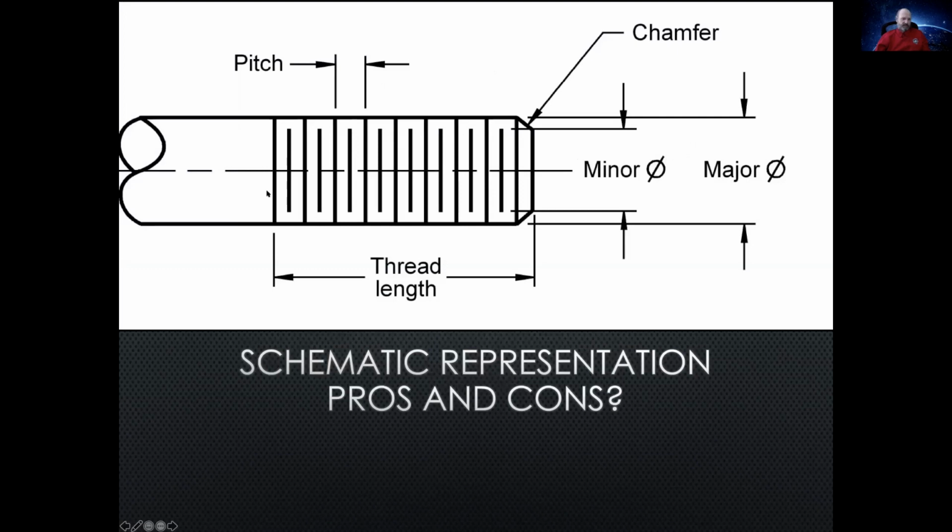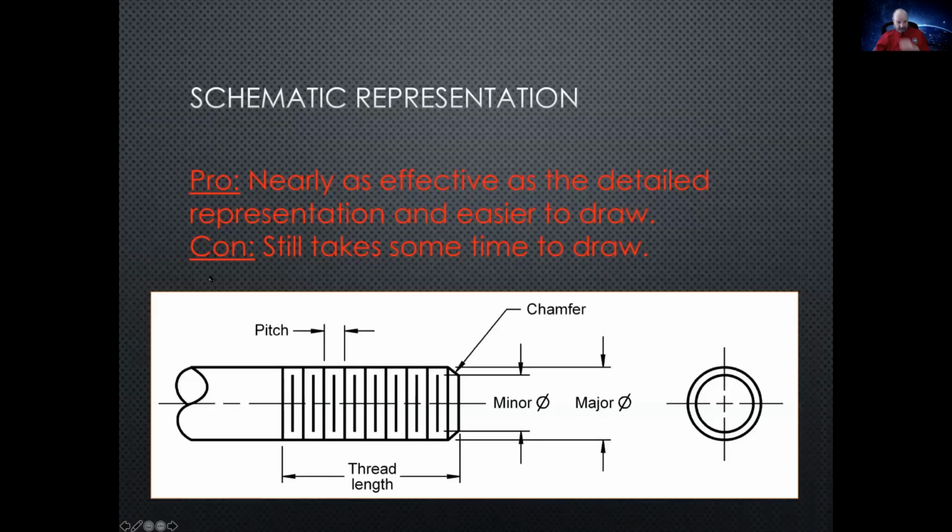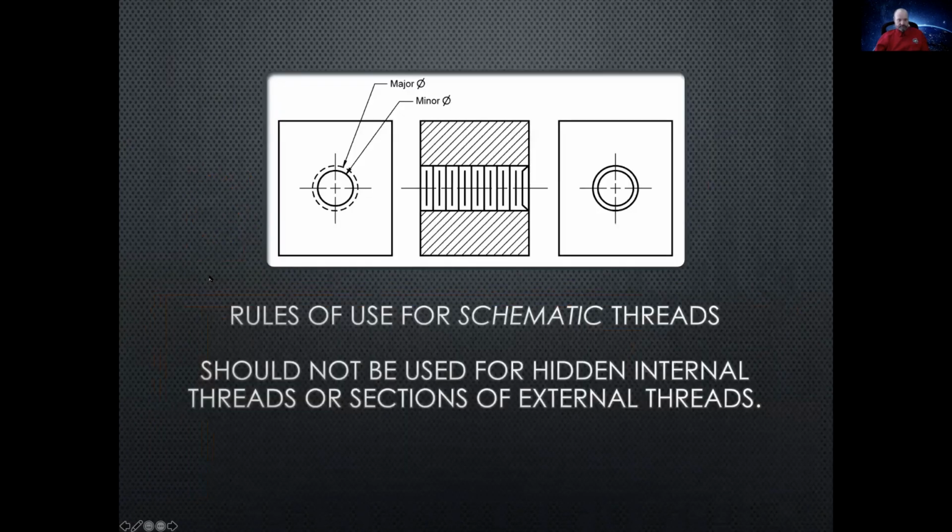Pros and cons: it doesn't look like a screw, so that's a con, but the pro is it's really easy to draw. Rules of use for schematic threads. So how do you use these things? Well, it shouldn't be used for hidden internal threads or sections of external threads. You can do a section of an internal thread and spec it, but you wouldn't do a section of an external thread.